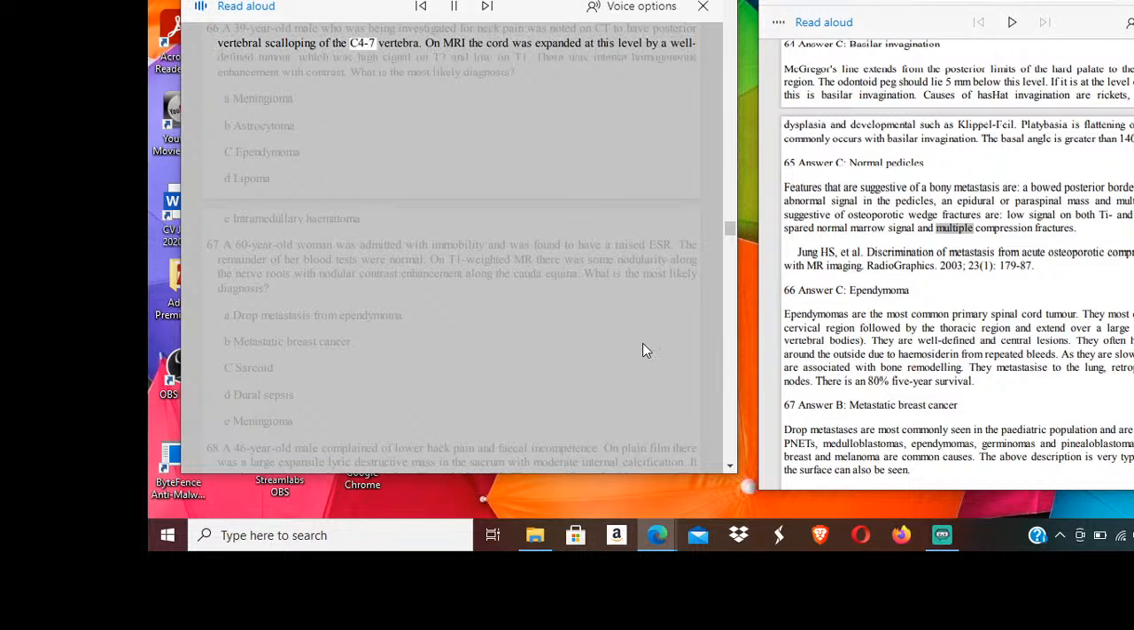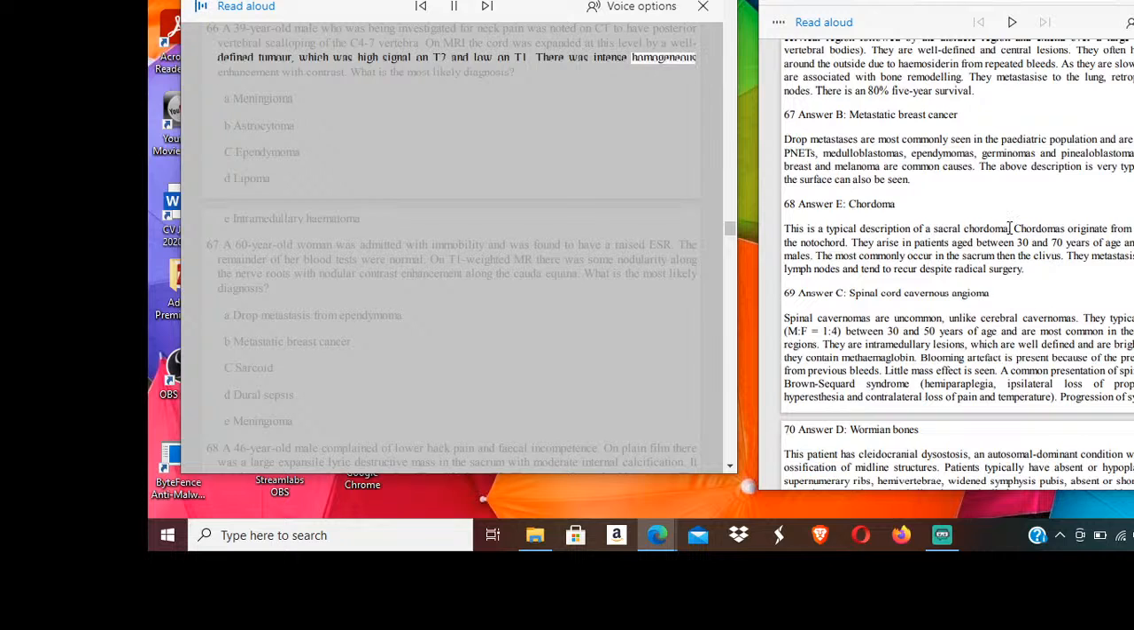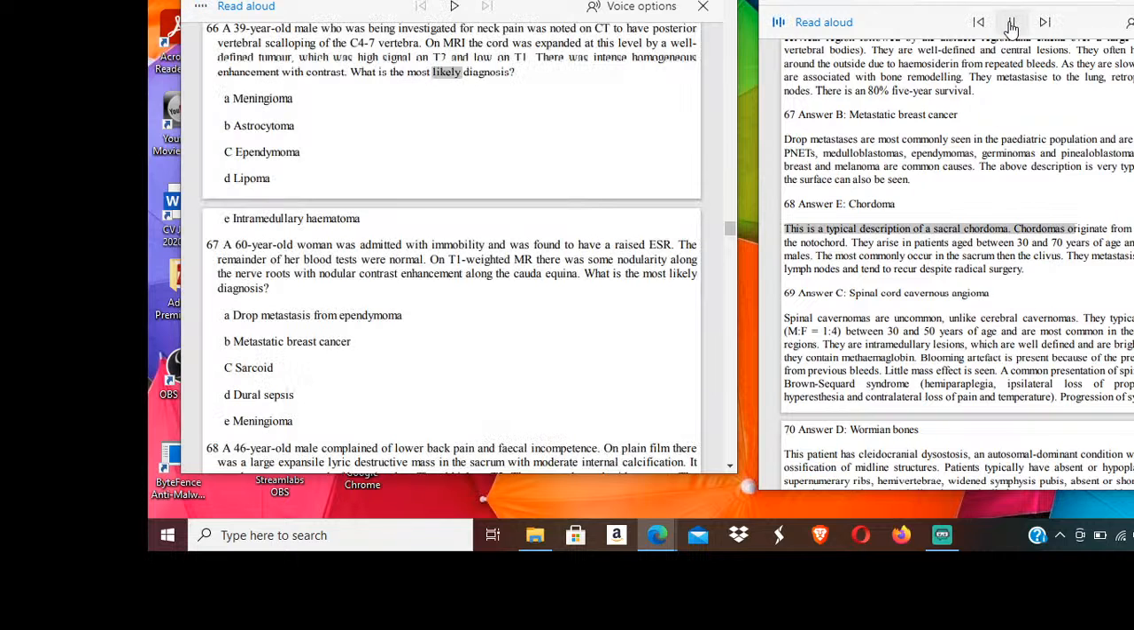66. A 39-year-old male who was being investigated for neck pain was noted on CT to have posterior vertebral scalloping of the C4-7 vertebrae. On MRI, the cord was expanded at this level by a well-defined tumor, which was high signal on T2 and low on T1. There was intense homogeneous enhancement with contrast. What is the most likely diagnosis?